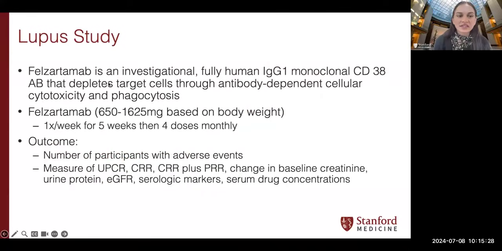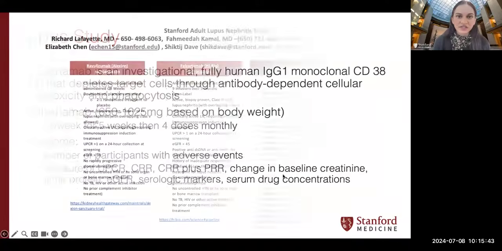So again, this felzartamab is a monoclonal anti-CD38 that depletes target cells. It's an IV formulation that you get every week for 5 weeks and then 4 doses monthly. And again, we want to look at adverse side effects, but also look at remission rates for these patients.